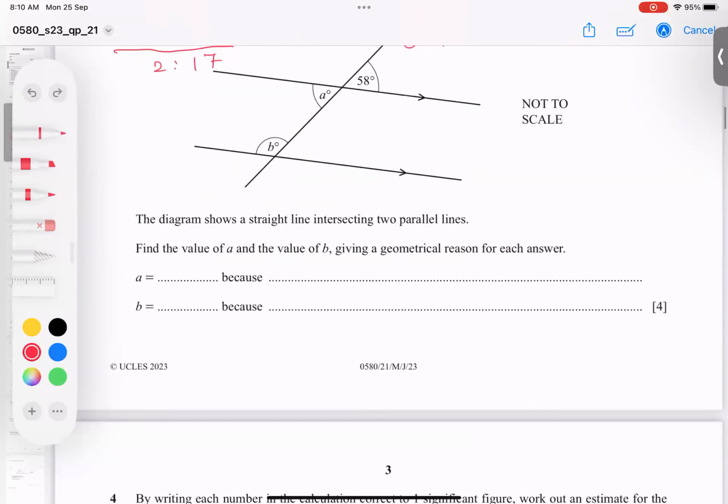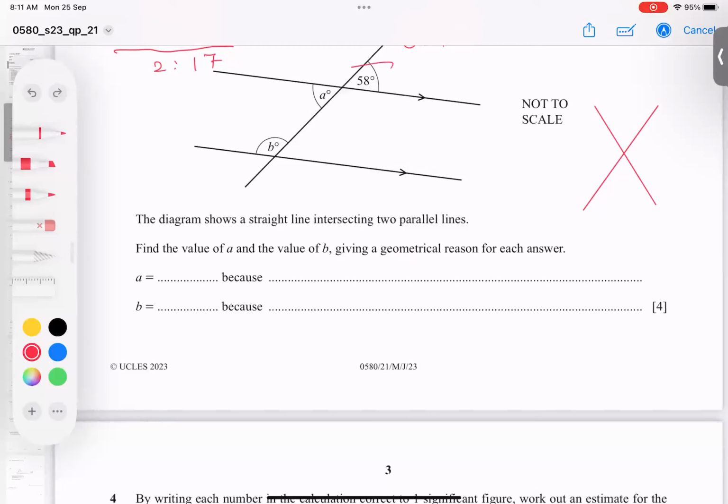So let's talk about this question. He's asking, give the geometrical reason also. What is A? And you know, whenever this kind of V shape comes, you can see this V and this V, we can say a special name for it.